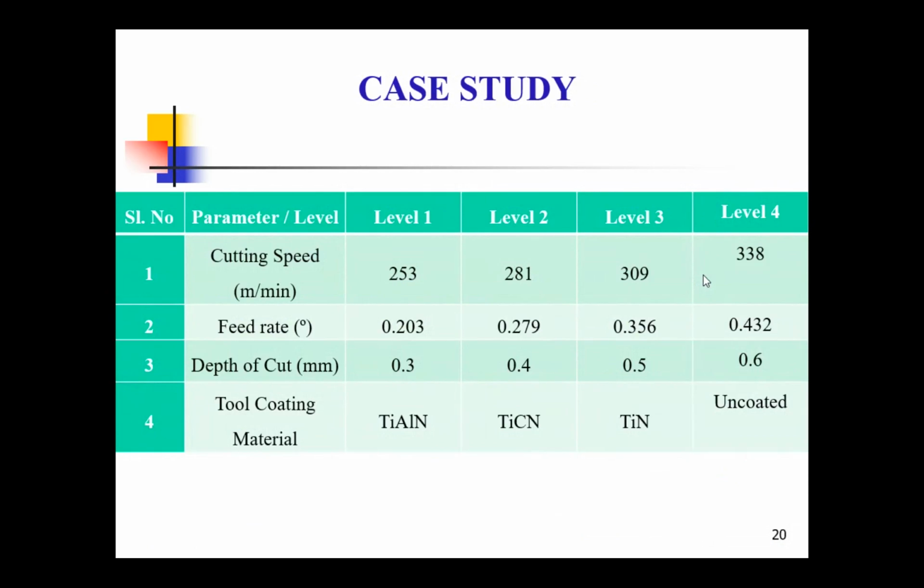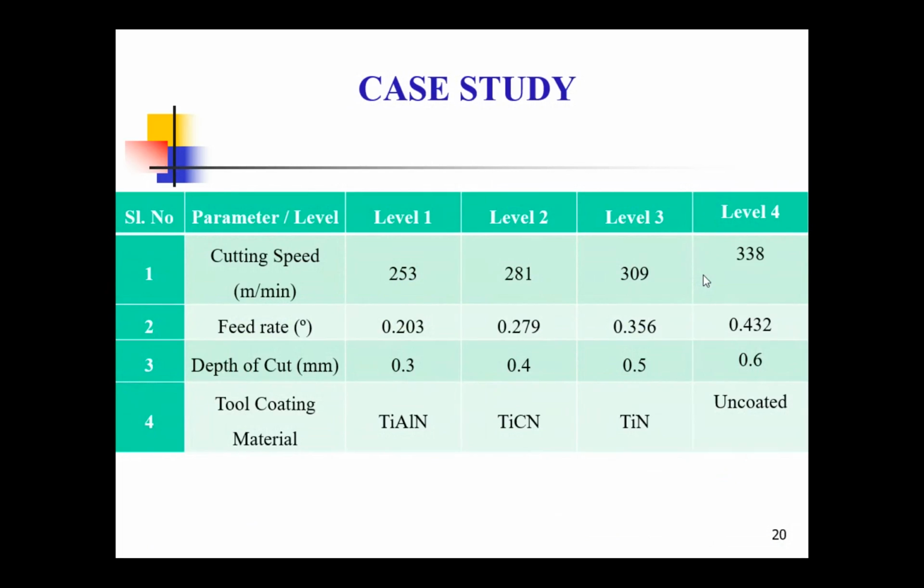So here I have taken 4 parameters varied through 4 levels. In this case, 3 parameters are numerical and 1 parameter is categorical. The tool coating material is categorical because I am going to select the type of coating material: titanium aluminum nitride, titanium carbon nitride, titanium nitride, and uncoated. So these are the coating materials that we are going to use.